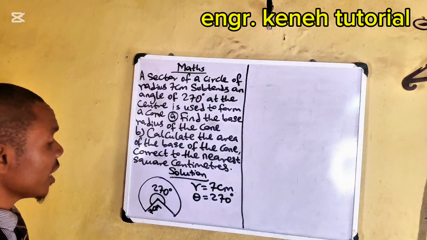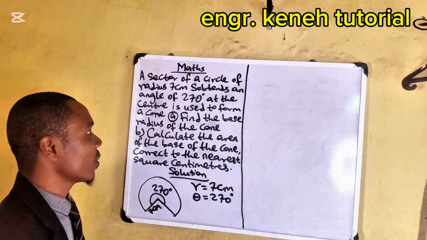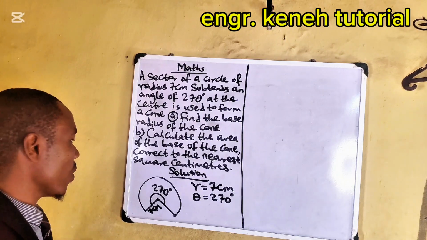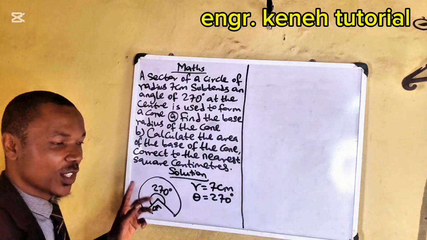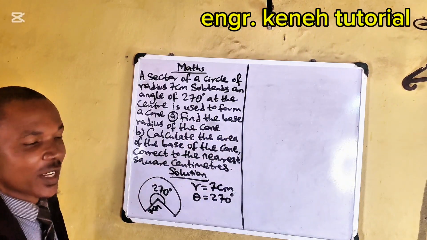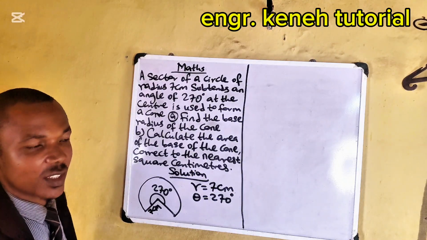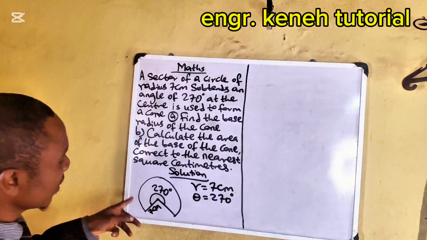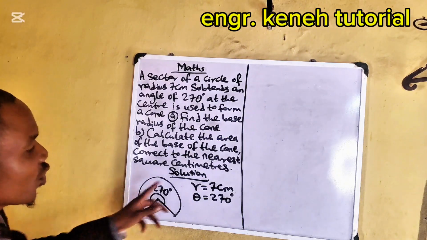Alright, so if you use a sector of a circle to form a cone, what you need to understand here is that the circumference of that sector must be equal to the circumference of the base surface of what? The cone. The circumference of the base surface of the cone must be equal to the circumference of the sector that you use to form it.